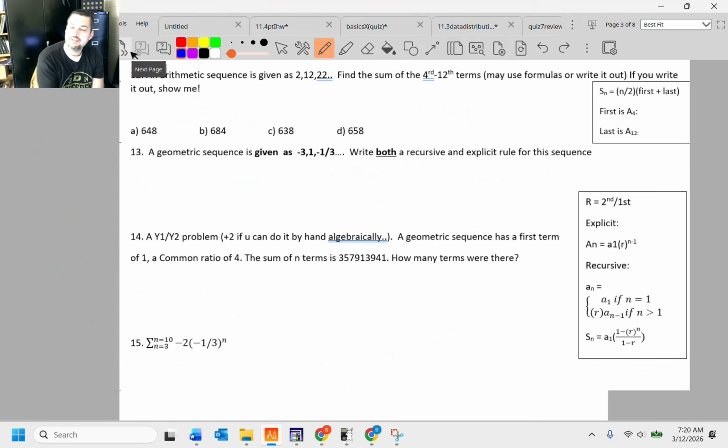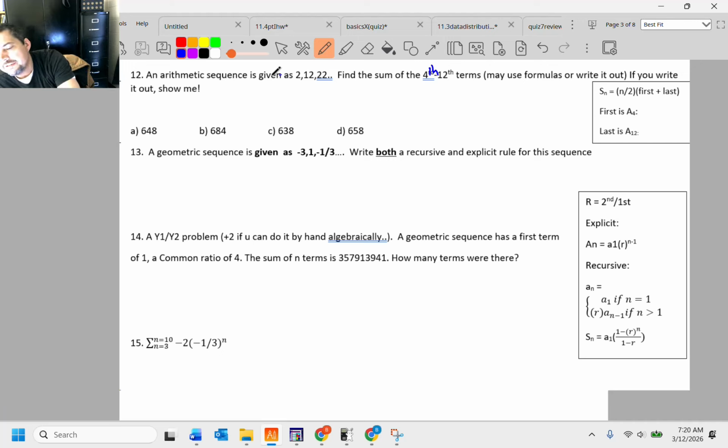All right, an arithmetic sequence is given as 2, 12, 22. Find the sum of the fourth term through the 12th terms. I must have changed it from 3 to 4. You may use a formula to write it out. If you write it out, show me. There's nothing wrong with writing it out.